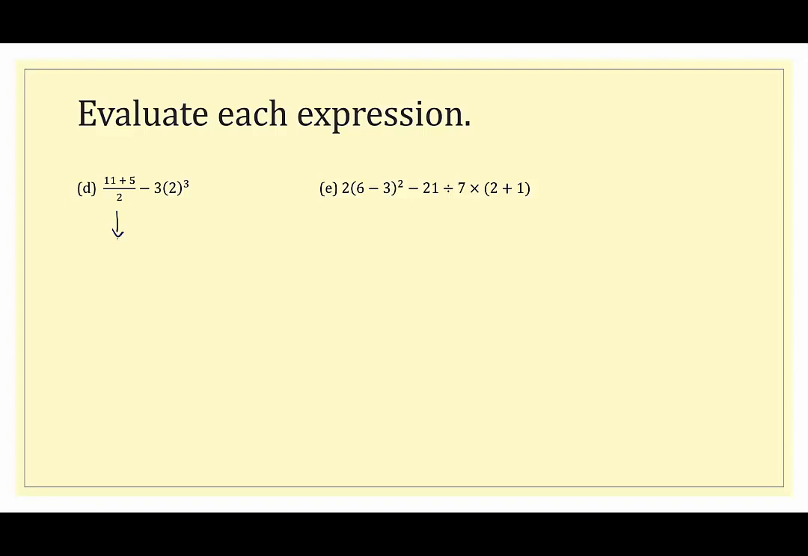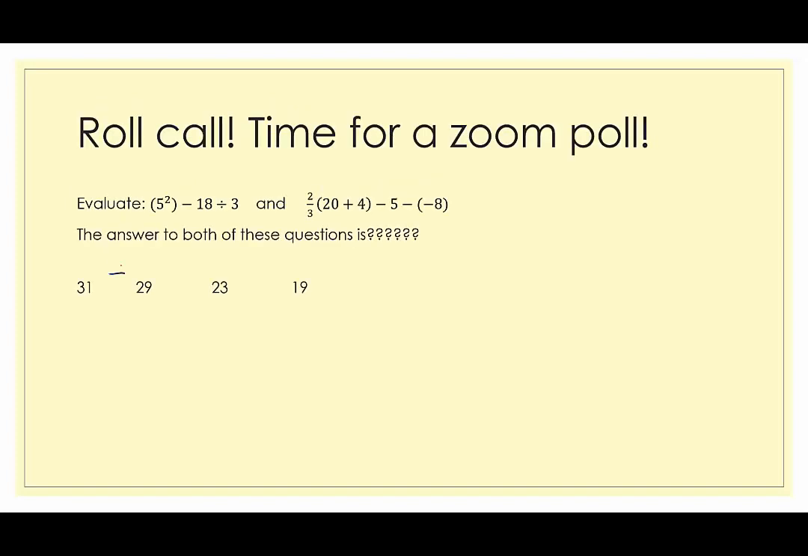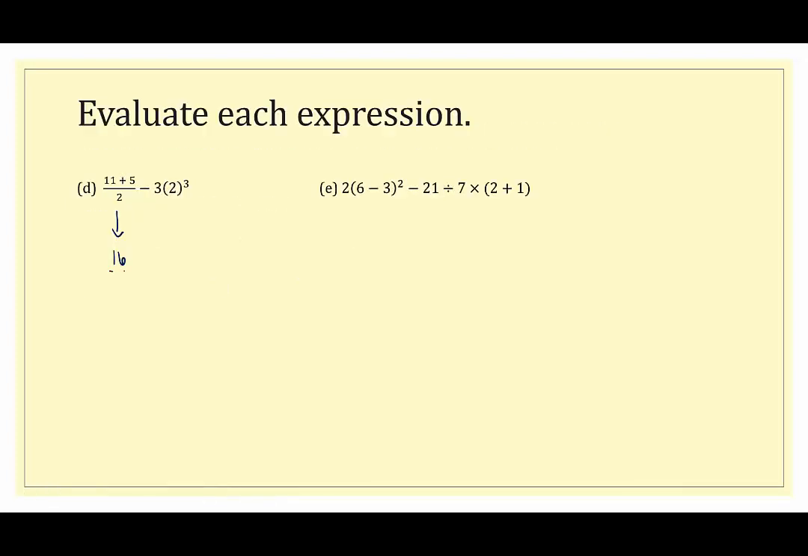11 plus 5 is 16. And then we can't do anything with the denominator. Now, we're going to think about the fact that this fraction is the same thing as division. And 16 divided by 2 is 8. Yay, first term is done.